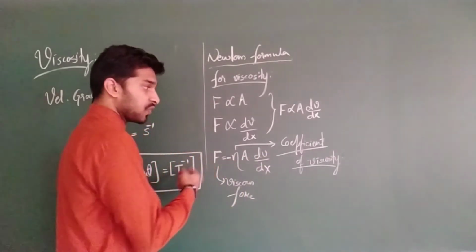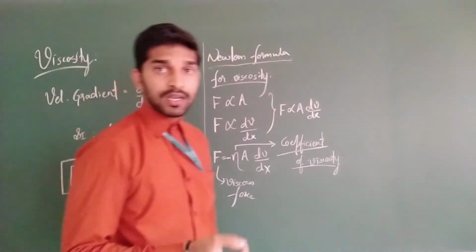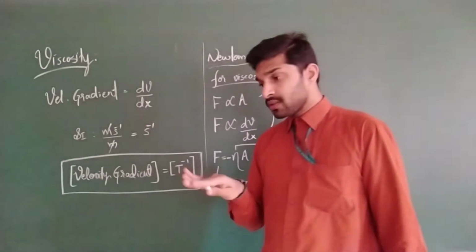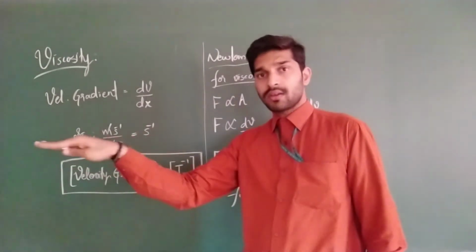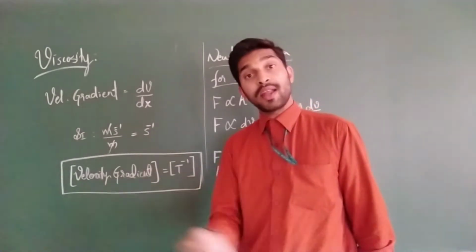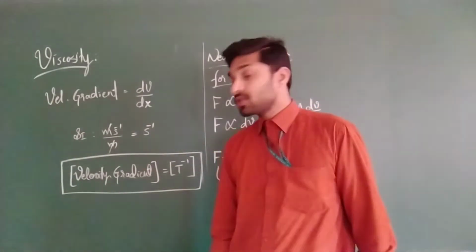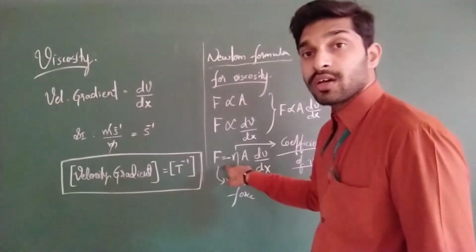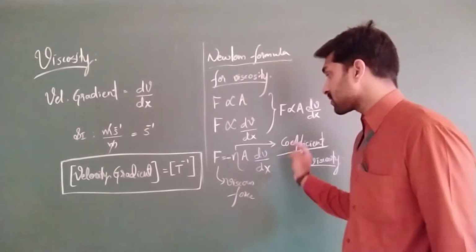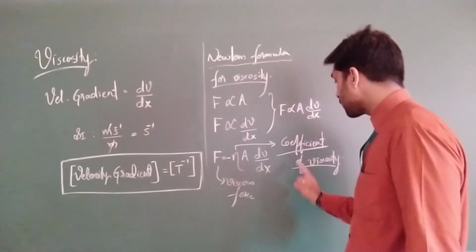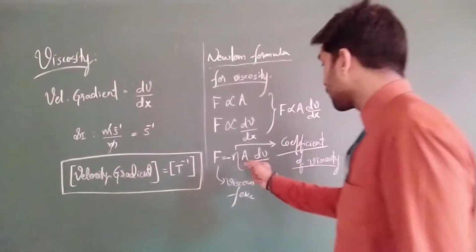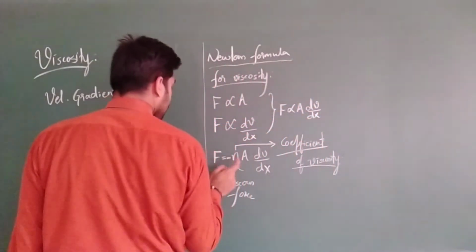As this is a viscous force, just remember a word: if anything wants to go in a progressing manner, it tries to bring it back. It will be directed in the opposite direction. So that's why we introduce a negative sign. Clear? F is equal to minus eta A into dV by dx, where eta is known as the coefficient of viscosity.